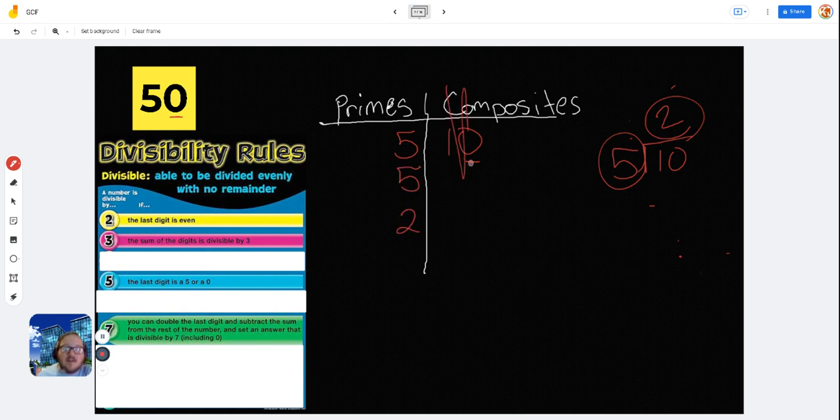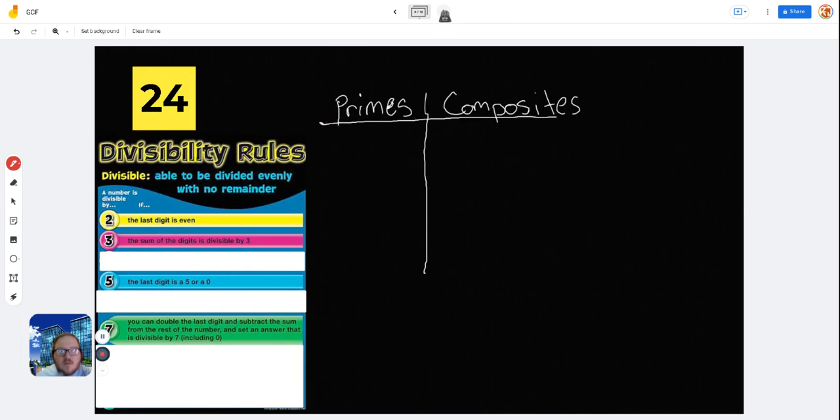And once I'm done with this, I don't need the composites anymore because we're wanting to do prime factorization. We want to know what primes multiply together to get 50. And that is 2 times 5 times 5. All right, let's go on to the next one. That is 24. That is just another number. We're going to use this other exercise for this one.